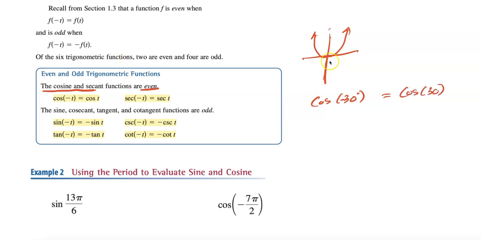Because they're going to be the exact same distance away, and you get the exact same y value. So that's what happens with even functions like cosine and secant. Those are easy to remember in the sense that secant is the reciprocal of cosine. That's why, if cosine is even, so is secant.